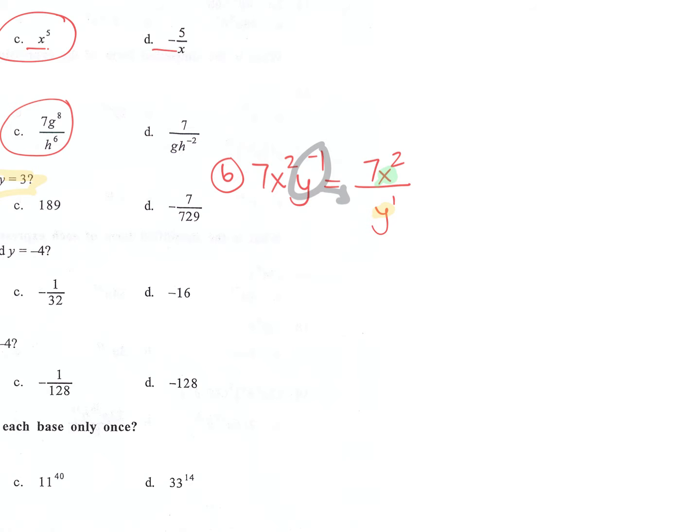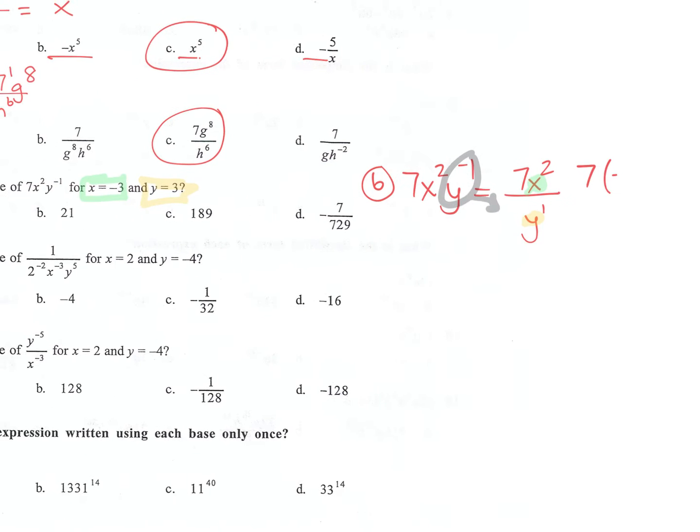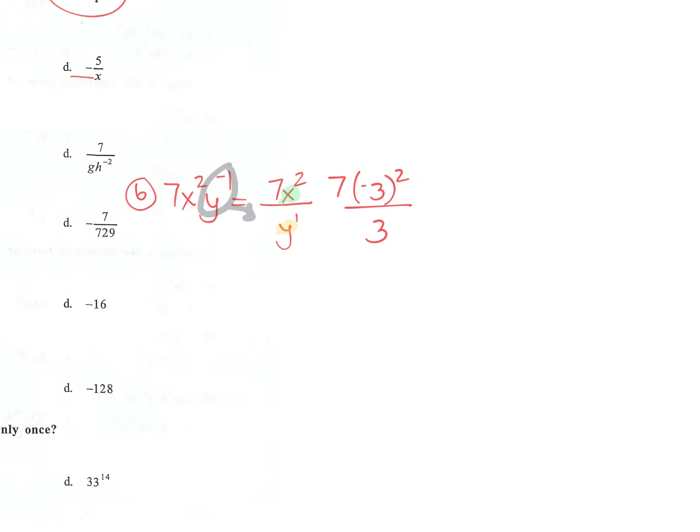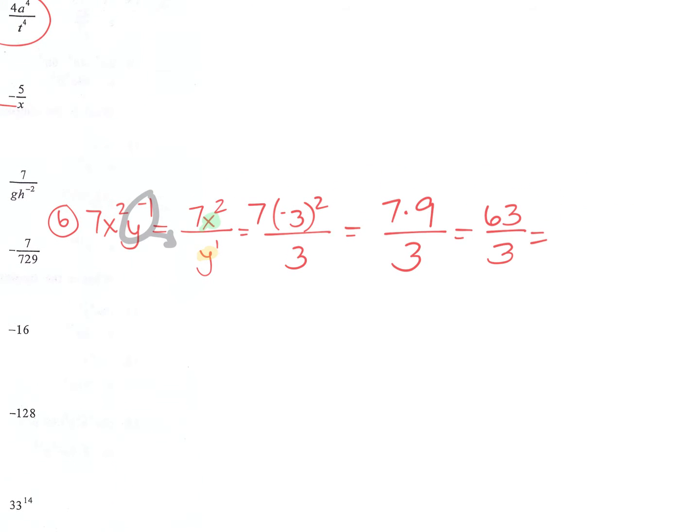So we're going to have 7 times negative 3, I wanted to make sure I was putting the right number in, all over 3. And now I need to simplify using order of operations. So I'm going to do negative 3 squared. That gets me a positive 9 all over 3. 7 times 9 is 63. And then finally, guys, we have to simplify that. 63 divided by 3, I get 21.